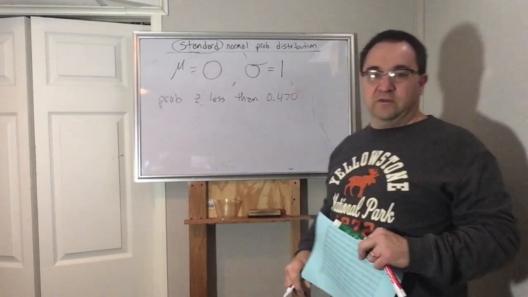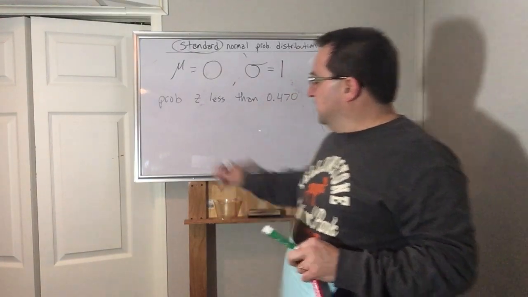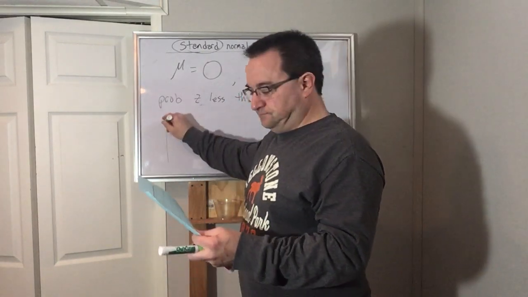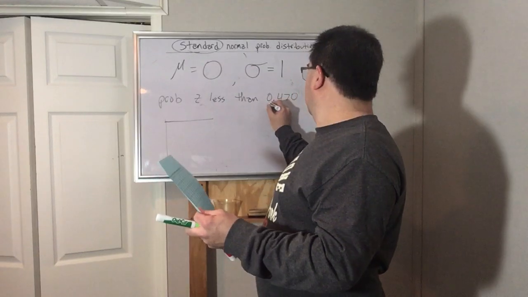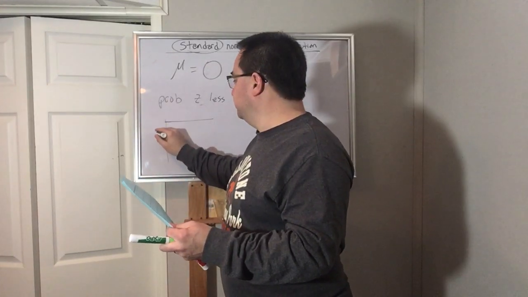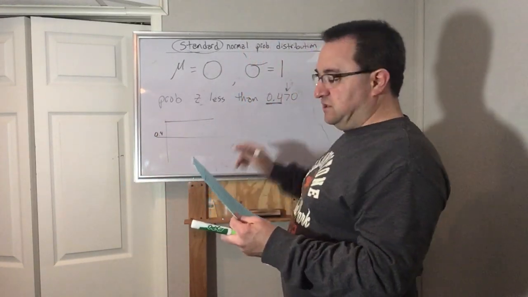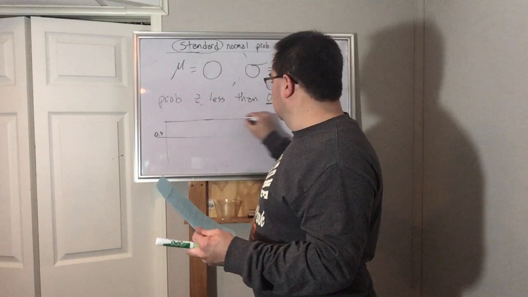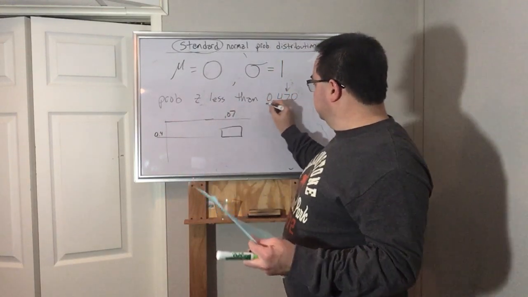0.470. Let's not go quite that far back. How would I do that? Well, on my column here, I'm going to look for 0.4. It's way up at the top, 0.4. And then the next digit, I'm going to go all the way over to the 0.07. See, that's how I do this.